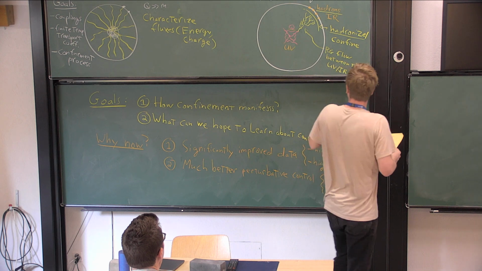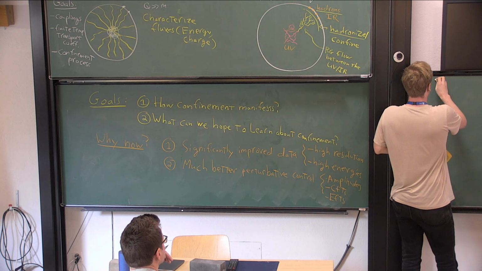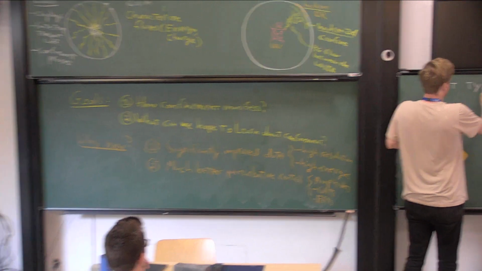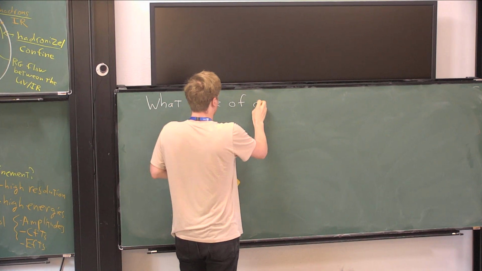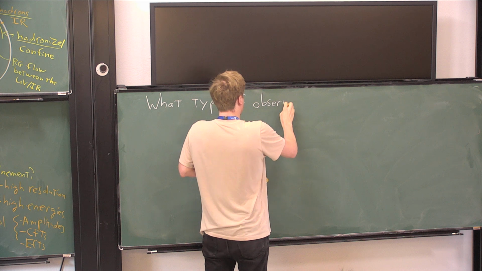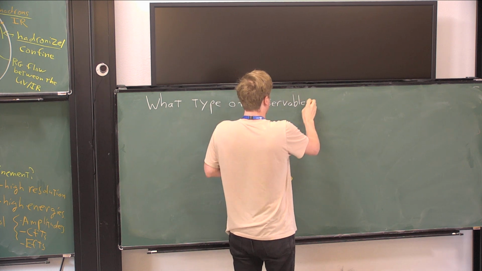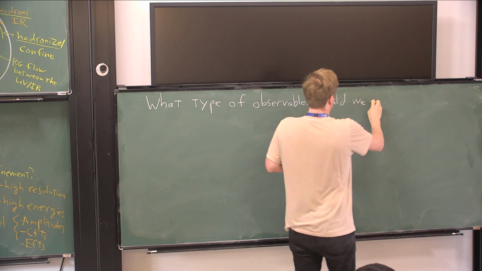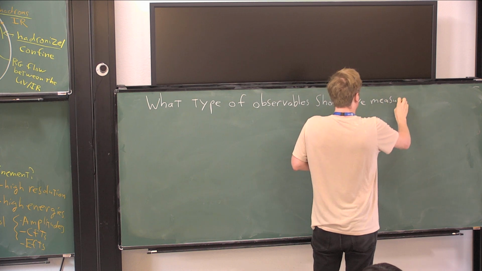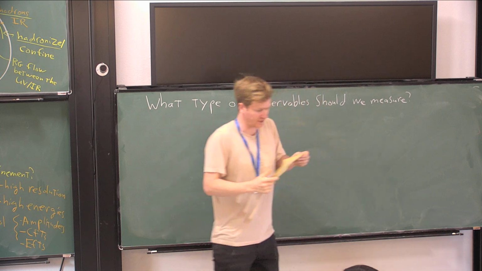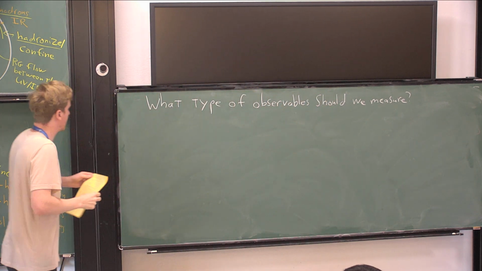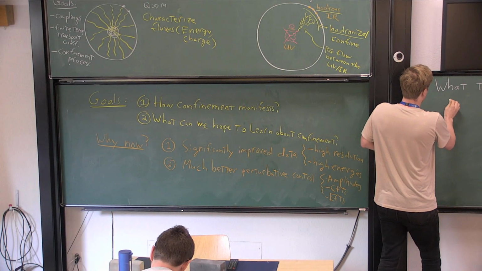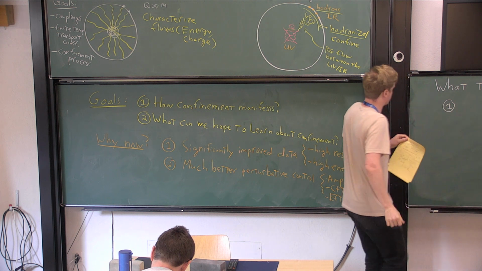Okay. So now what we want to understand is what type of observable should we measure? And so of course this depends a little bit on one's taste, but the kind of thing where at least I think there's hope for really making progress is if your observable satisfies two things.